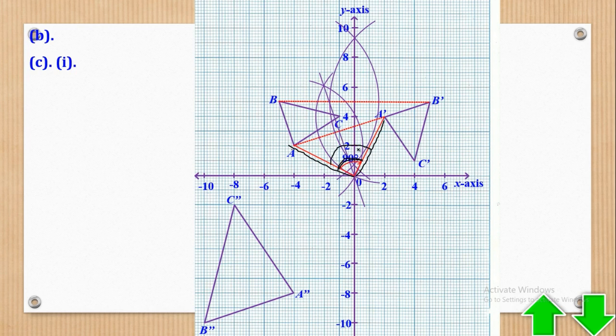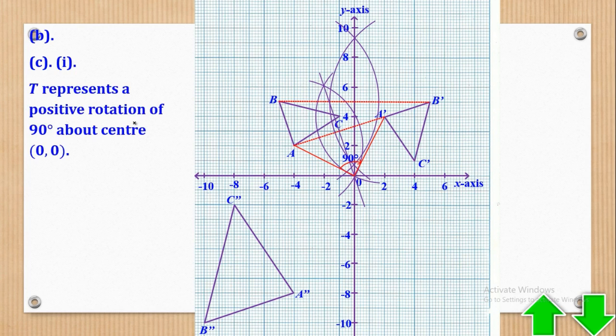So the angle is 90 degrees. Therefore, you shall come and say that T represents a positive rotation of 90 degrees about center 0, 0. So this center is this point where the perpendicular bisectors meet, and this angle is this angle here, and the positive is because it was in a clockwise direction. Okay, so that was Roman 1.